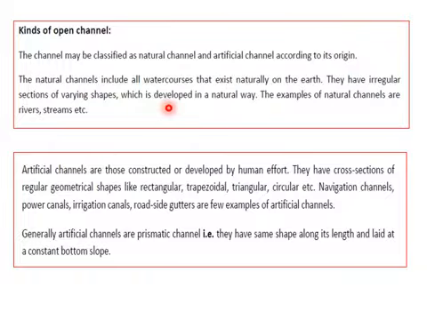So artificial channels are those channels which are constructed by human effort. They have cross sections of regular geometrical shapes like rectangular, trapezoidal, circular, etc. So navigation canals, power canals, irrigation canals or roadside gutters are a few examples of artificial channels which are built by human effort. So generally artificial channels are prismatic, in the sense that they have the same shape along their length and are laid at a constant bottom slope.